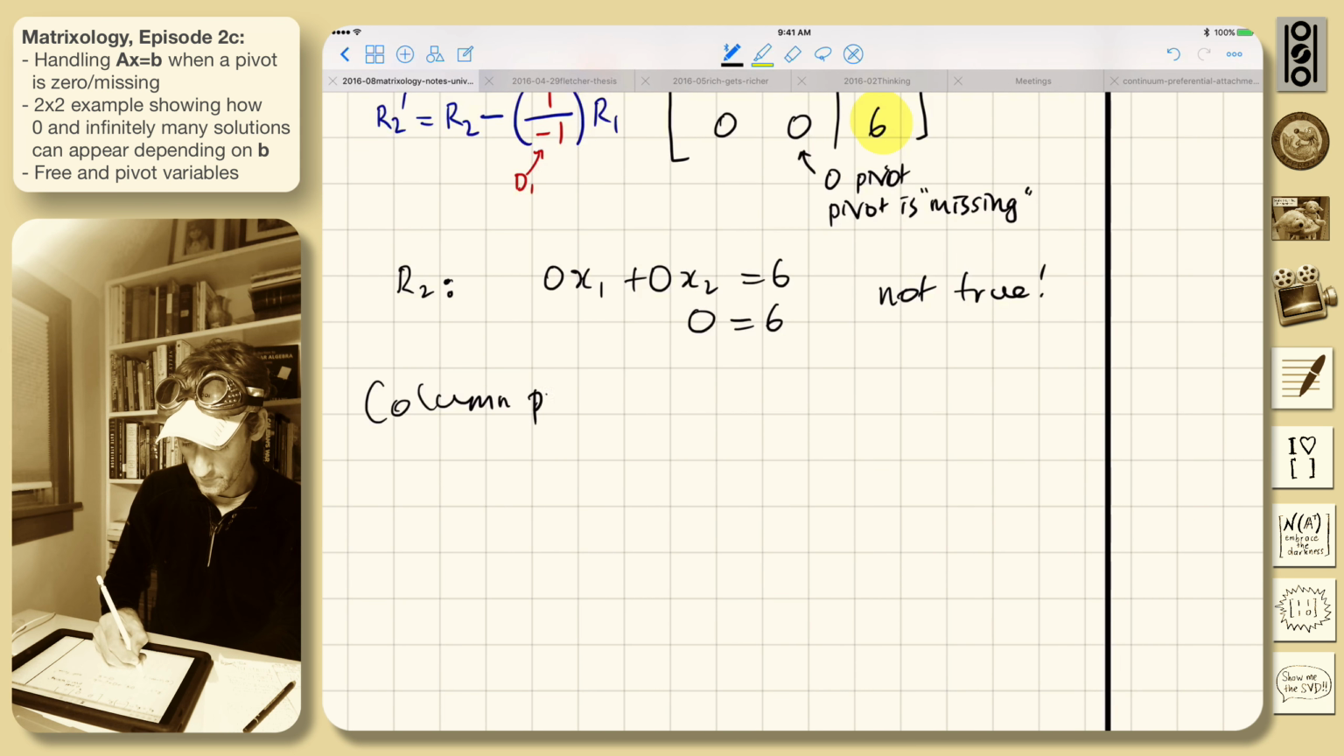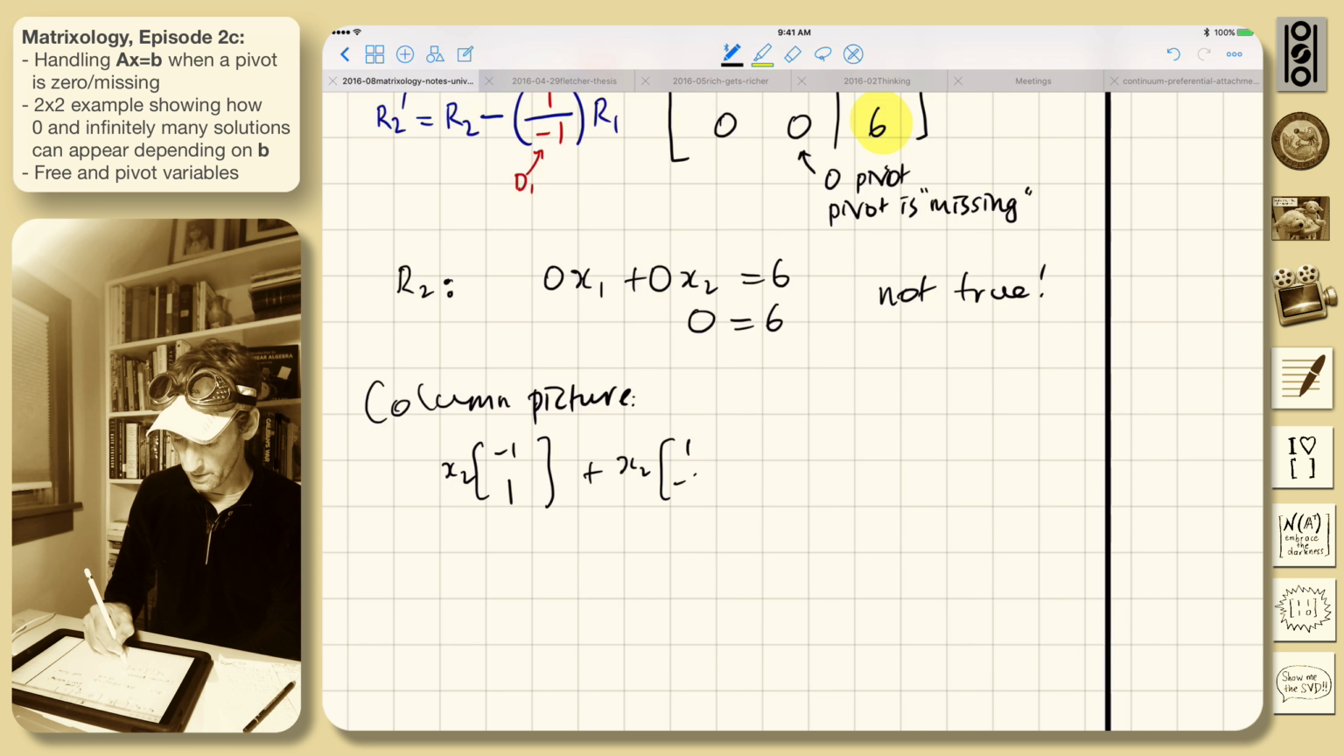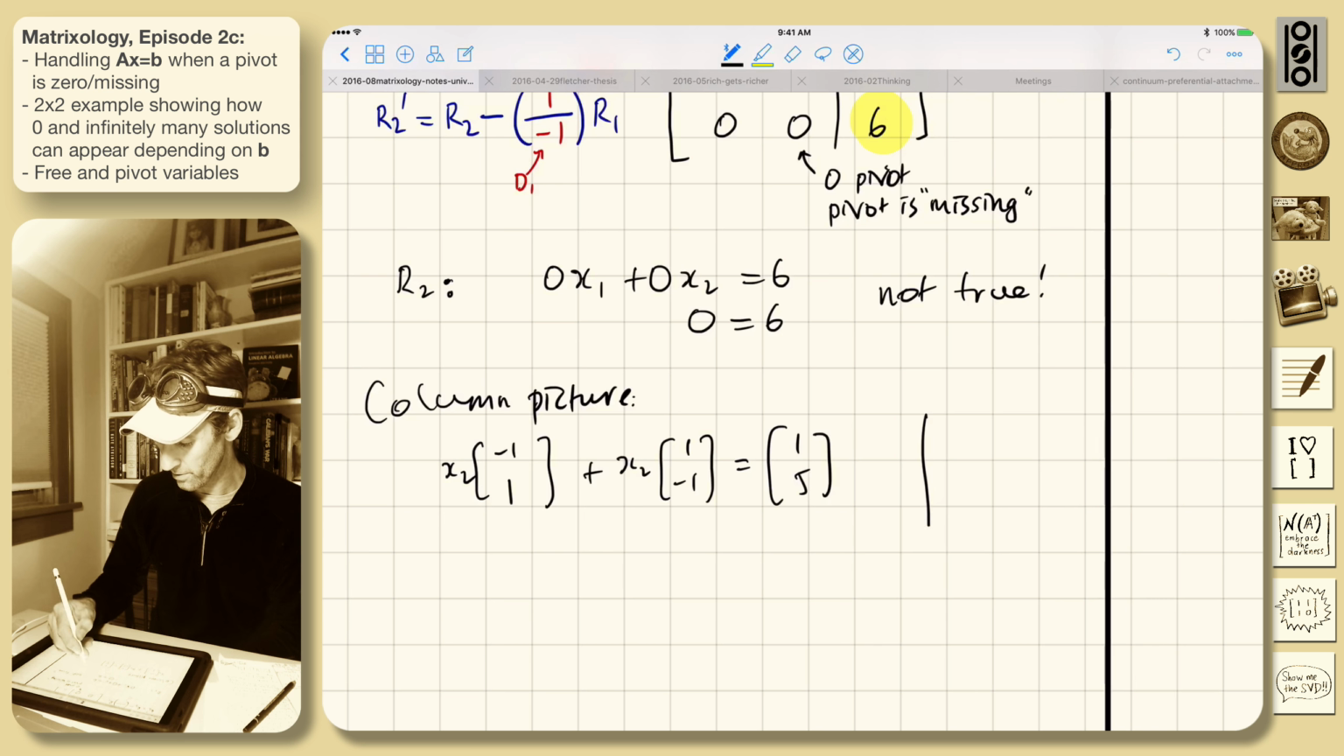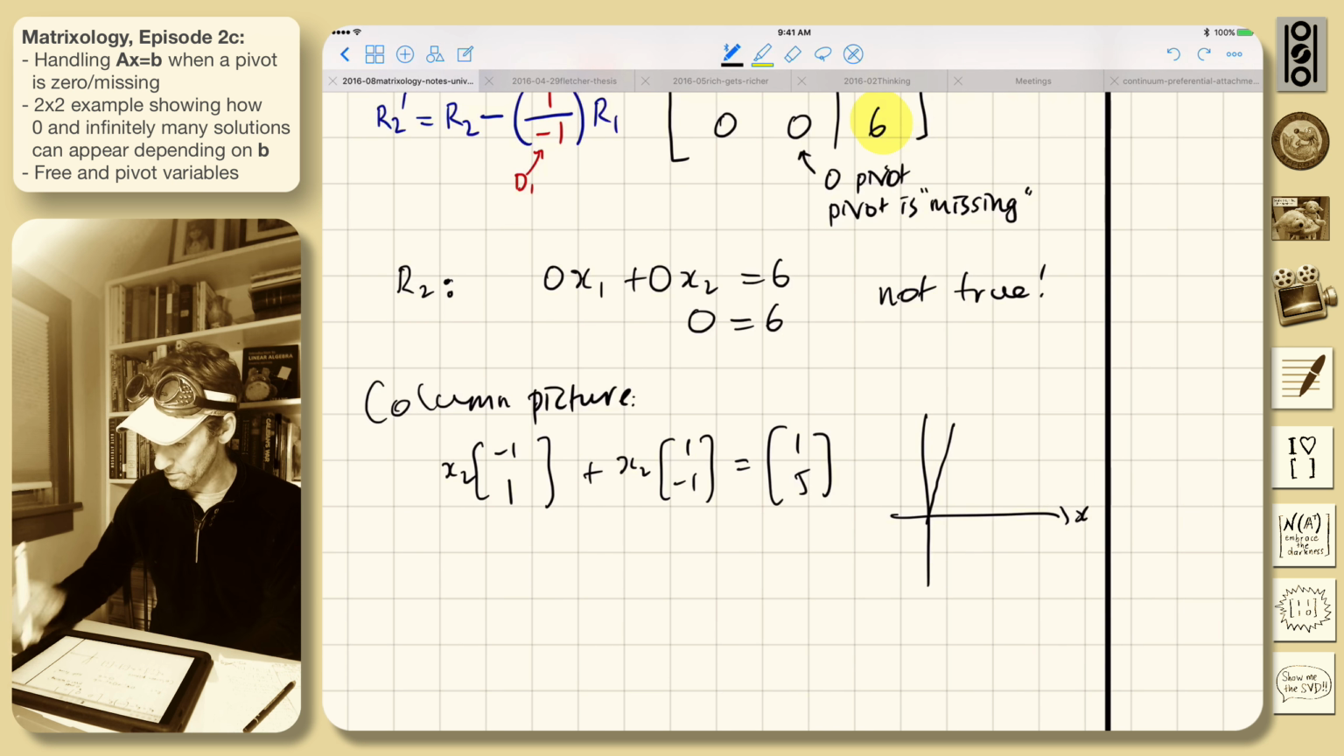We should do that. The column picture is that, let's get the right thing. So this is -1, 1, plus x2 times 1, -1 equals 1, 5. That's what we're trying to do. And if we draw that picture, 1, 5 is up here. This is x1. Sorry, that's important. The column picture is in y space, which we'll get to later on, y2. So this is b.